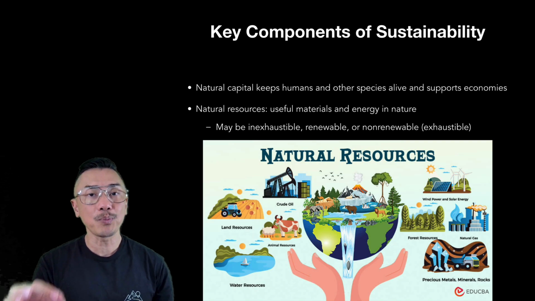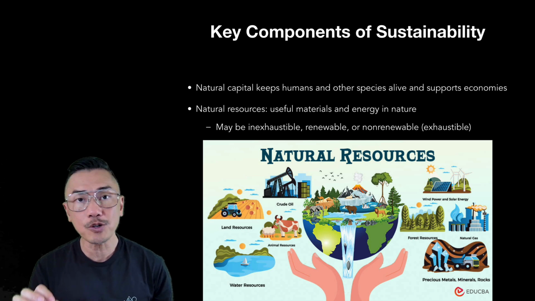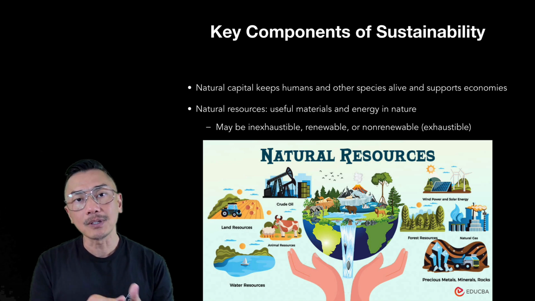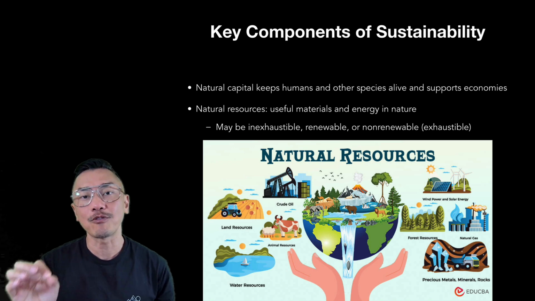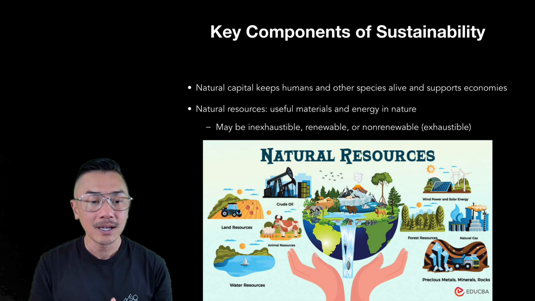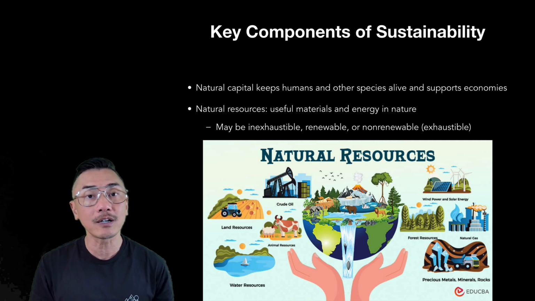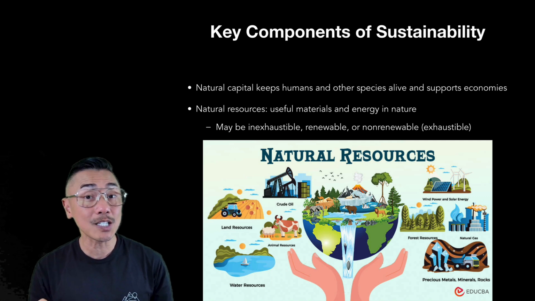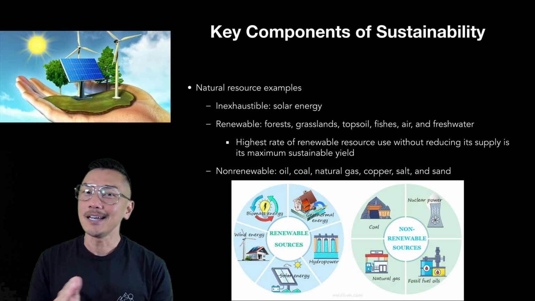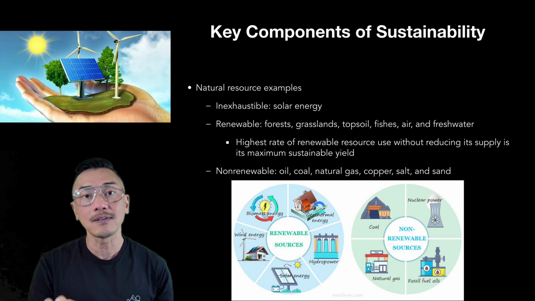Sustainability has key components, starting with natural capital, which keeps humans and other species alive and supports economies. Capital is a term from economics that refers to anything that has or can create value. Natural capital includes natural resources like soil, water, and energy, which can be inexhaustible, renewable, or non-renewable. Examples of inexhaustible natural resources include sunlight and wind.